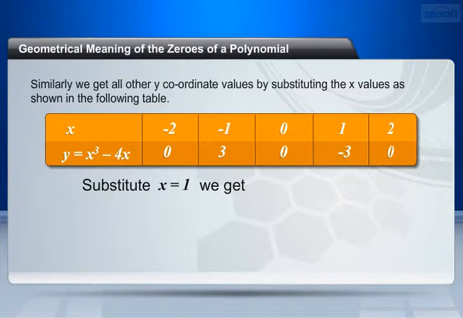Substitute x is equal to 1. We get y is equal to 1 cube minus 4 into 1. This is equal to 1 minus 4. This implies y is equal to minus 3.